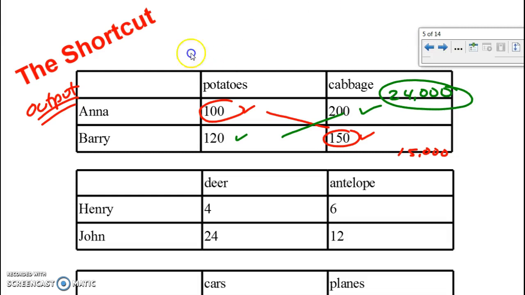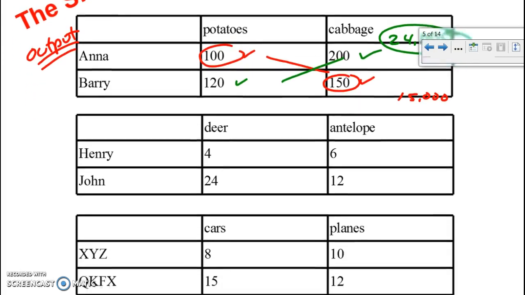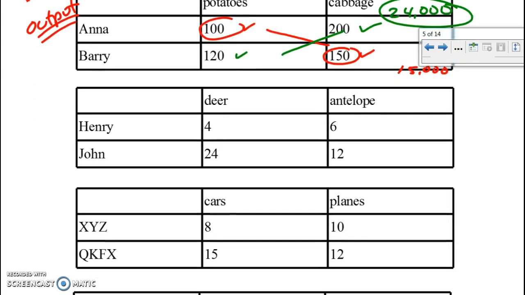So let's do one more example here. Let's look at Henry and John with deer and antelope, and imagine this is hours, okay, how many hours it takes them to kill 1 deer or 1 antelope. So we want to look for the fewest number of hours used, right? So if you know this is hours, you might even want to write this in here, right, to remind yourself, you know it's an input problem. We want the lowest combination. So 4 times 12 is 48, and 24 times 6 is, I don't know what it is, 144, something like that. Okay, so we definitely want the lower combination. So Henry should be the one going deer hunting, and John should be hunting antelope.